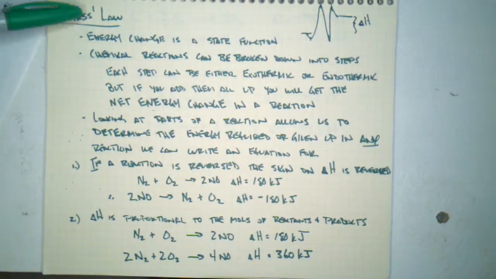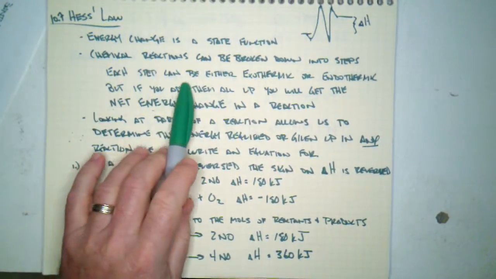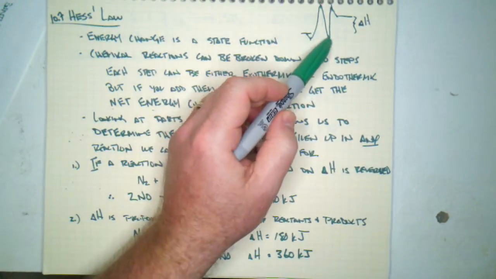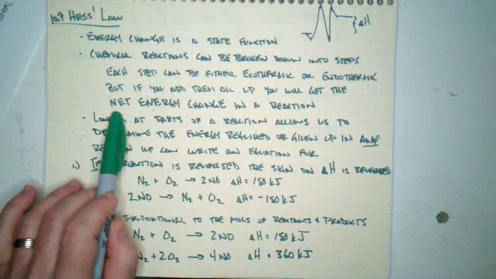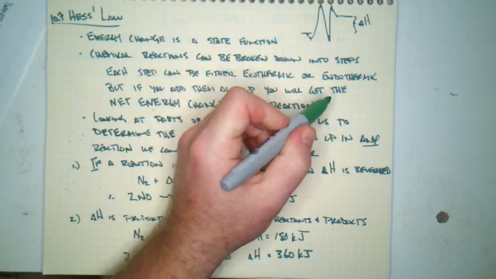So what I'm saying is that chemical reactions can be broken down into steps. Each step can be either exothermic or endothermic. Endothermic, exothermic, endothermic, exothermic. But if you add them all up, you get the net energy change in a reaction.